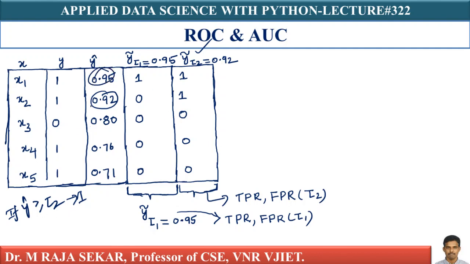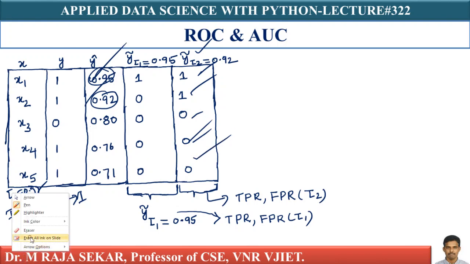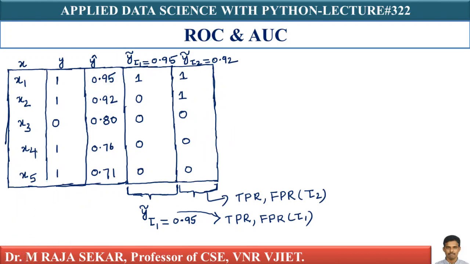For example, 0.95 is greater than or equal to what is my tau 2 here? Tau 2 is 0.92. In the second case, first tau 1 is this one, second tau 2 is this one. Y cap 0.92 is greater than or equal to tau 2? Yes, it's class 1. 0.92 is greater than or equal to 0.92, so it's class 1. All others you will get class 0. Is it not simple and straightforward?